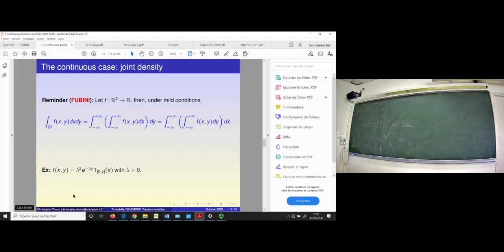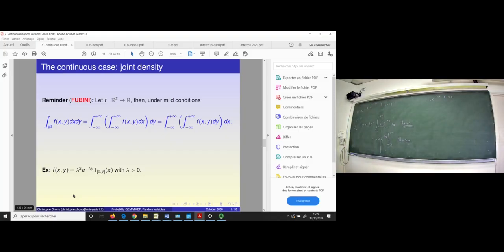So the primitive of this one is just minus lambda exponential minus lambda y, because I divide by lambda. That I have to take between plus infinity and x. What is the limit of this one in plus infinity? 0, because I have a negative exponential with lambda that is strictly positive, as written here. My lambda is strictly positive in the slide. So in plus infinity, this term goes to 0, and it remains the other one, that is just lambda exponential minus lambda x, indicator function of x positive.